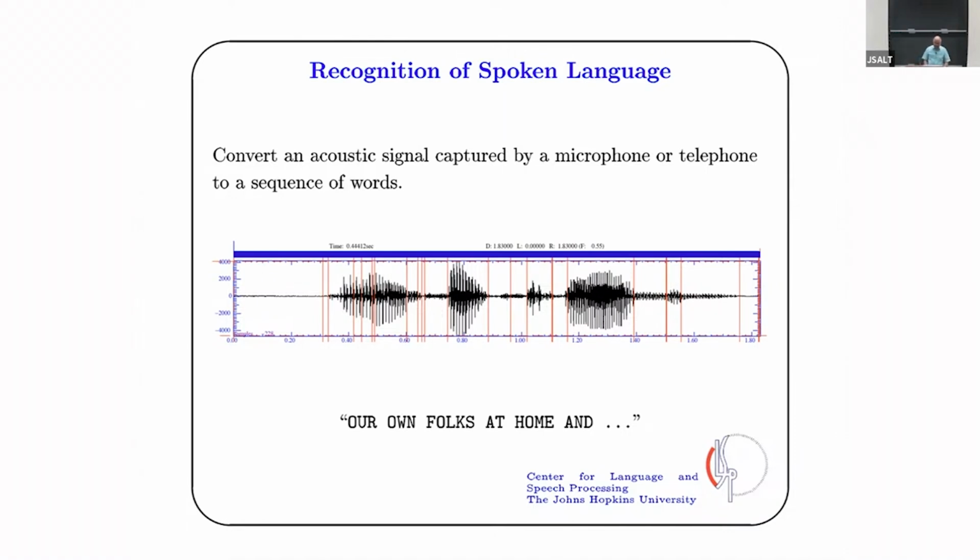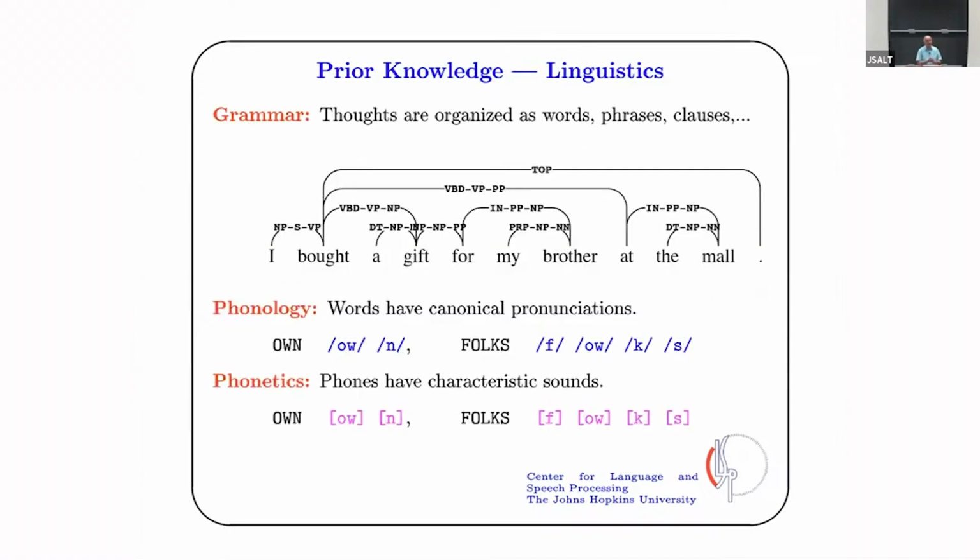So back when people started speech recognition, we said, okay, how do we do this? How do people do this? How do you listen to this and write down? So, let's understand how people understand speech and language and so on. And of course, we turn to linguistics. So prior knowledge. We know that we compose our thoughts into words, phrases, clauses, put them together in sentences. So here's an example. The sentence says, I bought a gift for my brother at the mall, and it has been parsed. So some of you have done NLP, others haven't.